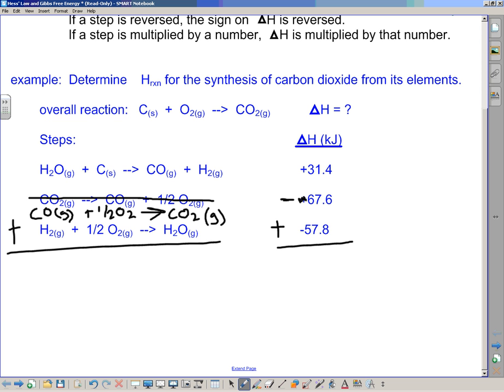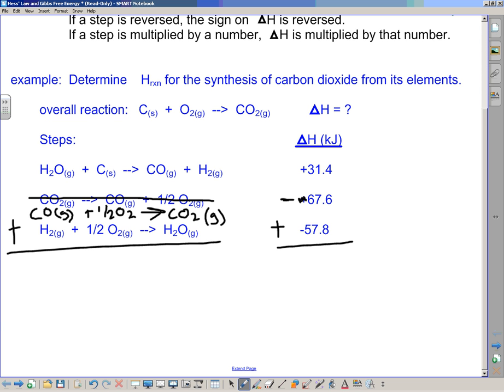A half plus a half equals 1, right? Okay, so we need one O2 here. We got half and half, so we are going to end up being okay with the oxygen, yes? All right, so that takes care of the first step, reversing the reactions if necessary.